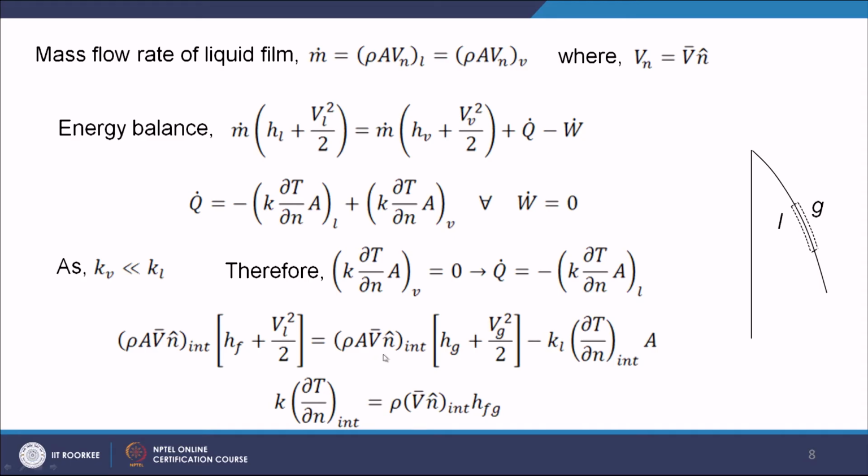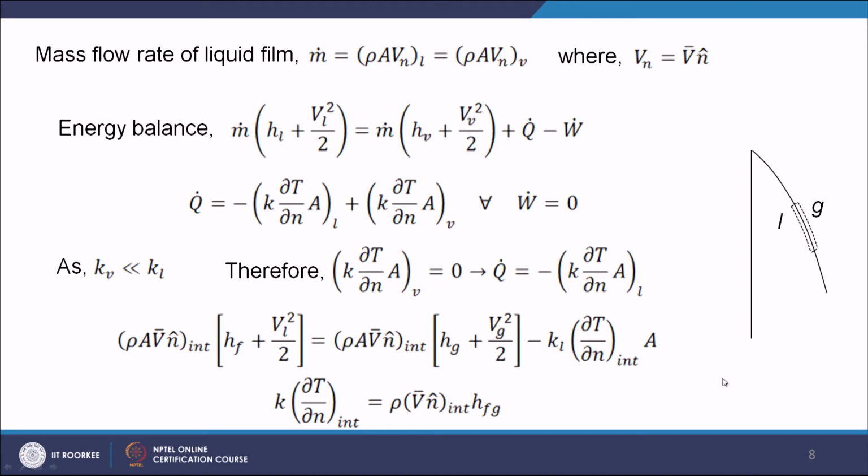Remember what we have done over here, as this L and V are for the liquid side and vapor side, in the limiting condition we can write down that is on the interface. So, here both this L and V we have written as INT, this symbolizes the mass transfer across the liquid. Okay. So, this will be for the gaseous side, mass transfer from the gaseous side multiplied by Hg plus Vg square by 2, and on the other hand side we are having over here the conduction part.